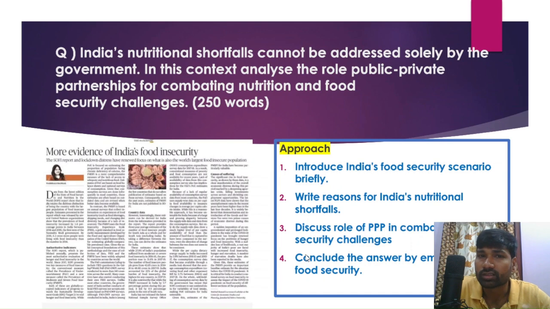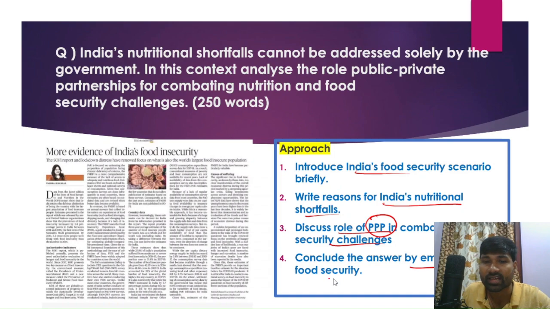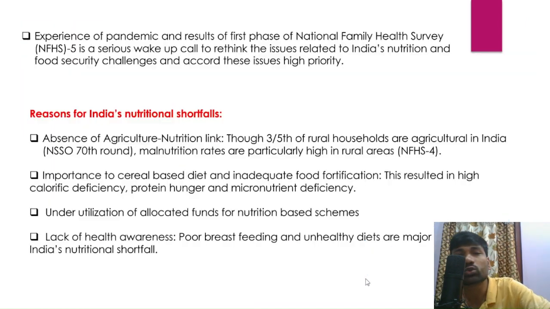So we'll try to approach this question first, and then answer it as well. The approach is that first you need to briefly introduce India's food security scenario, and then write the reasons for India's nutritional shortfalls. Then discuss the role of public-private partnership in combating the food security challenges, and ultimately conclude the answer by emphasizing food security and nutrition security for a country like India.